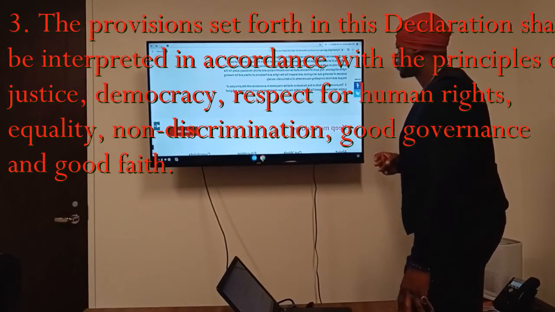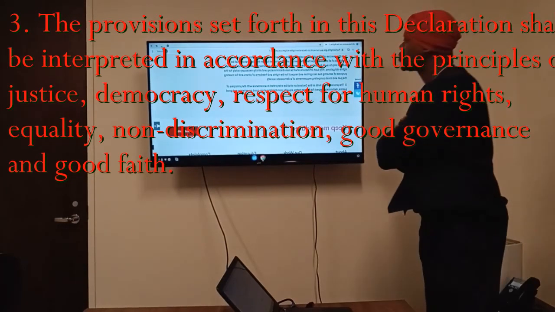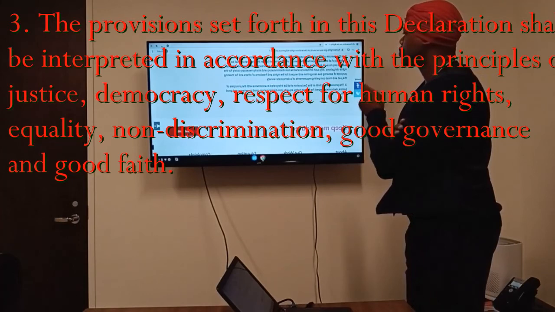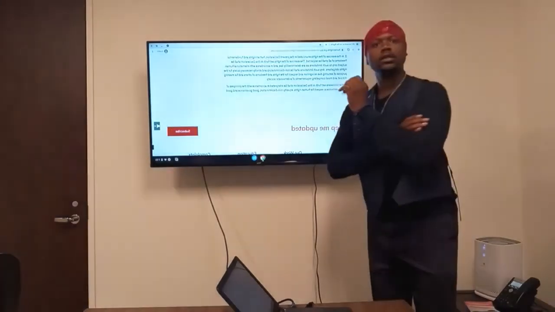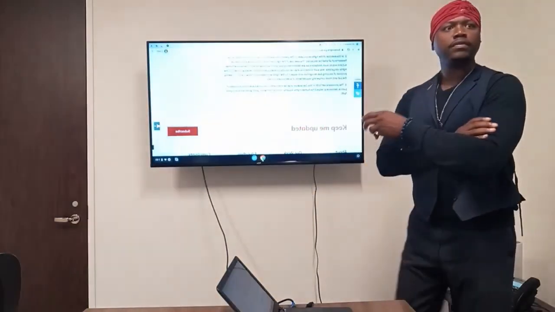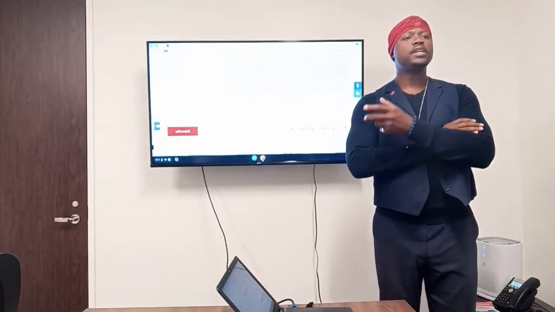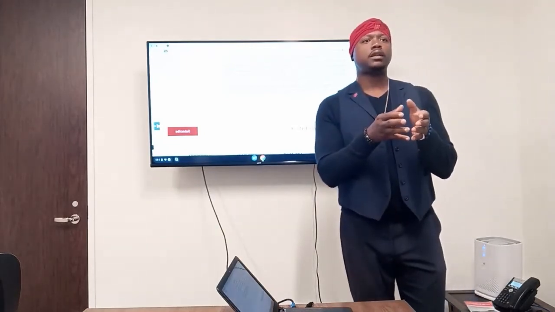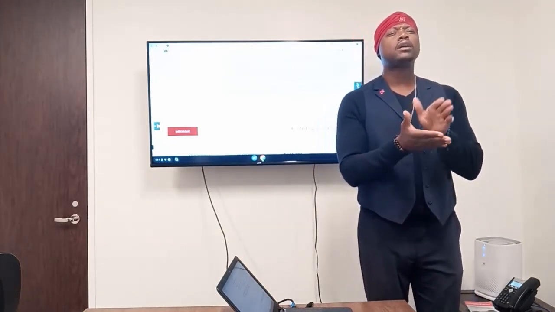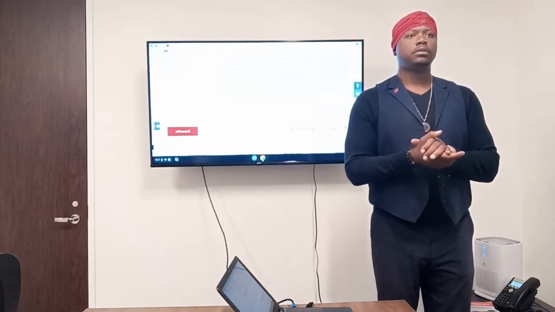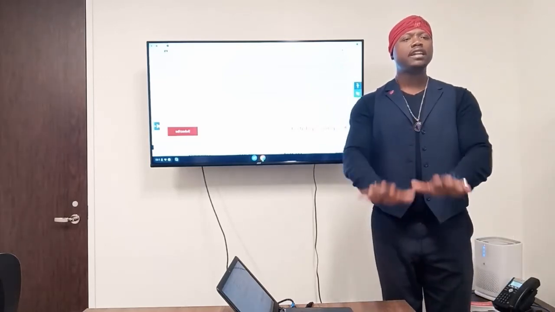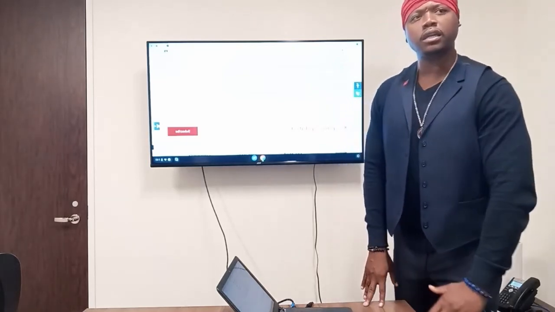Section 3. The provisions set forth in this declaration shall be interpreted in accordance with the principles of justice, democracy, respect for human rights, equality, non-discrimination, good governance, and good faith. Good governance, good faith, of a human being, of human rights. When your children read this one day, brother, they're going to be able to understand it. This wasn't rocket science. They just put it on the table and said, let us put together something which everybody can understand.